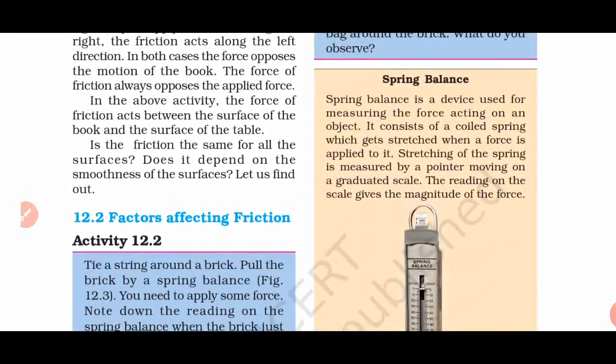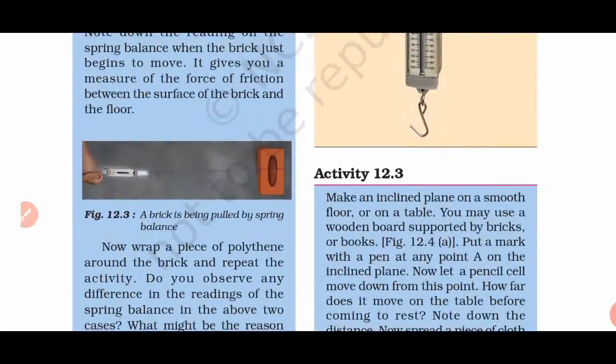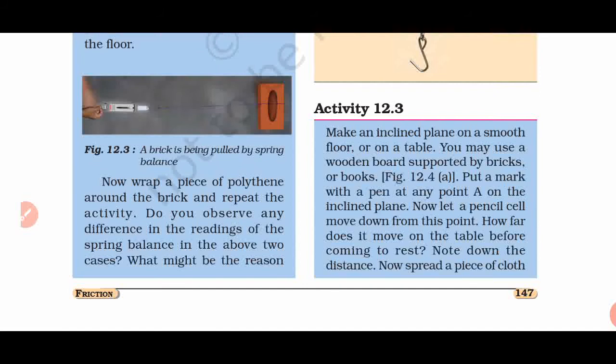This is the spring balance. So what might be the reason? Can you give the answer? Yes, the reason is that here this floor has greater friction. This means that we have to apply a greater force to pull this brick. If this floor applies a greater opposing force, we have to apply a greater force by which we can move this brick towards ourselves, and that greater force means that the reading will be greater here.